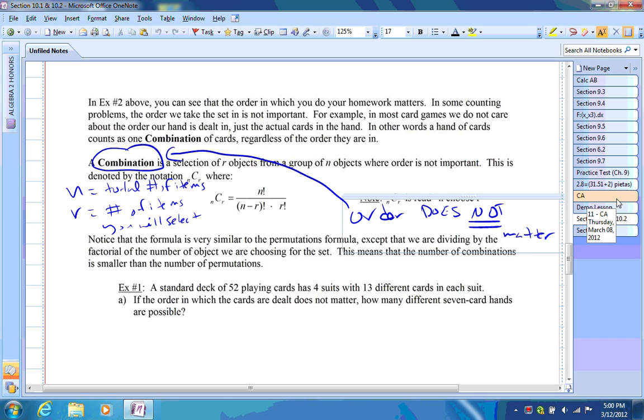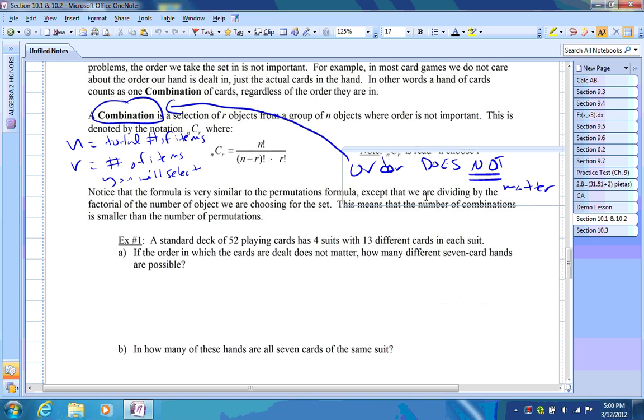So, a quick recap. N is still the total number of items. R is the number of items you want to select. And in this case, we use NCR in the calculator. It's very similar to the permutation formula, except that you're dividing by this right here.